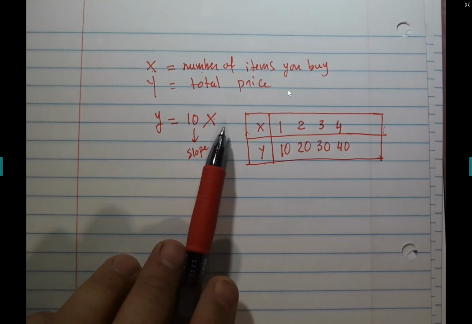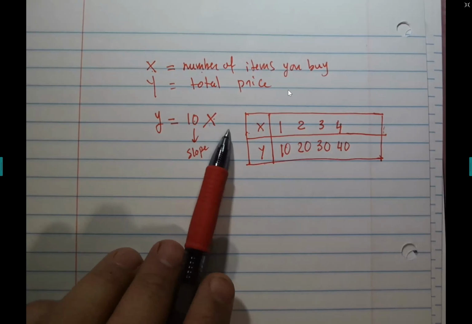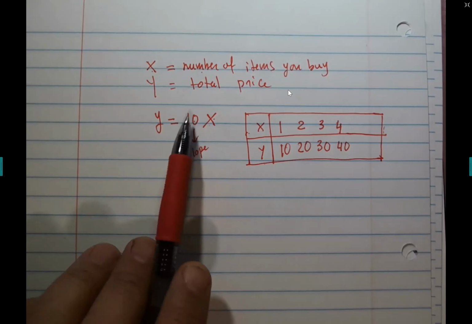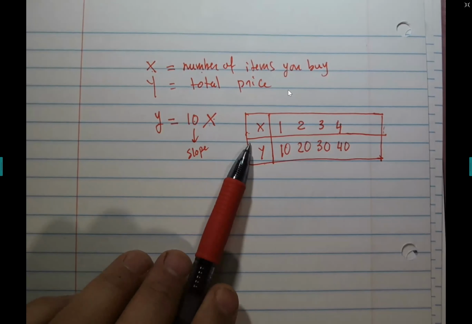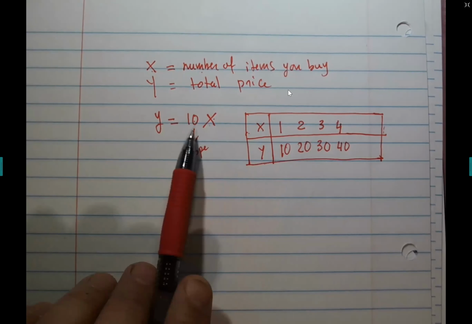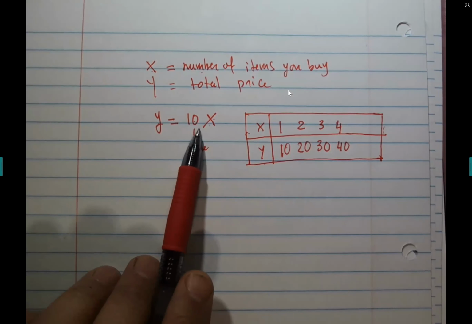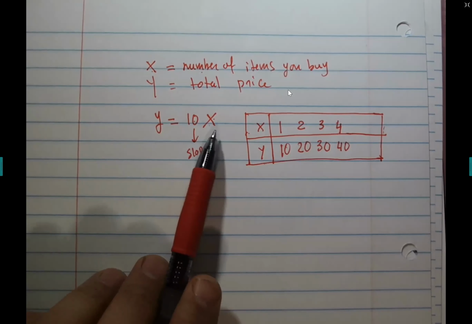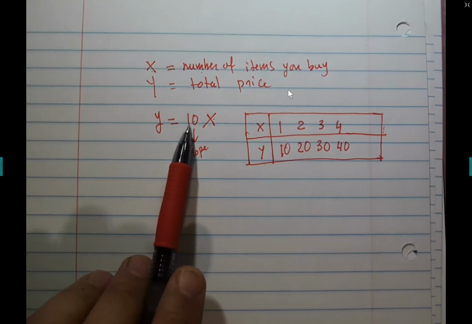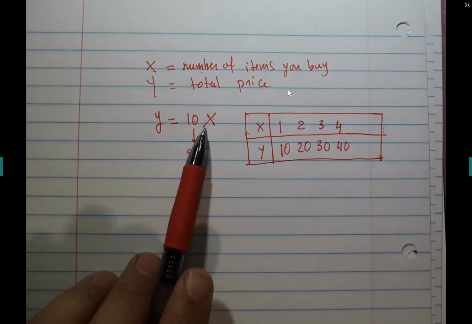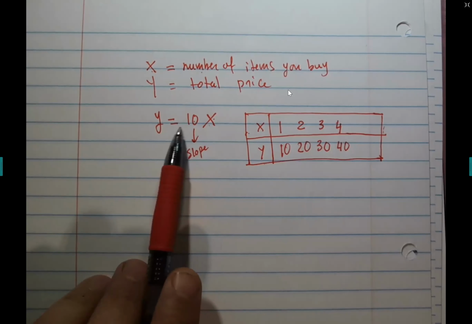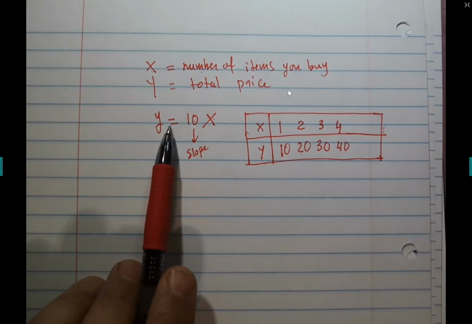You buy one item, you pay 10. You buy another one, you have to pay 10 more. You buy another one, you have to pay 10 more, and so on and so forth. And it is an increase in the cost, as you notice, because the slope is positive. So if you want to interpret the meaning of 10 here, for each one item you buy, the value of y is going to increase by 10.